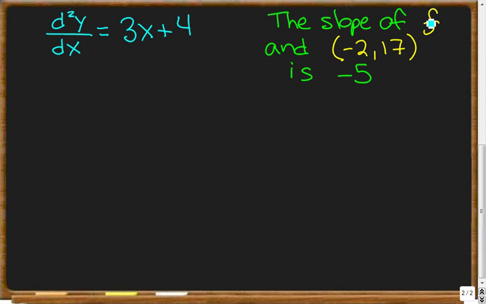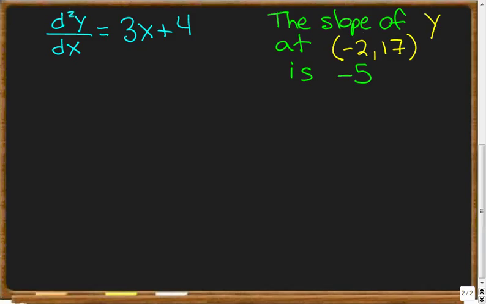They've said the slope of f, or you could say the slope of y, or dy/dx, at a certain place. The slope of y at (-2, 17) is -5. So our derivative, dy/dx at -2, is -5. And we also know that our regular function at -2 is 17. I'll show how to put all this information together to find our answer.